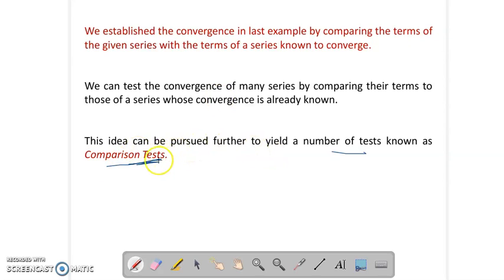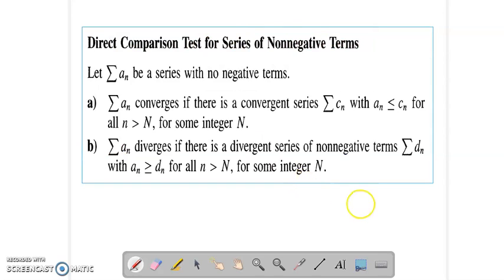So here I am saying that we are comparing their terms. We may not be comparing their terms only. There are other comparison tests also, called limit comparison tests. So we'll have two types of tests: direct comparison test and limit comparison test. So let's see what the direct comparison test is for series of non-negative terms.